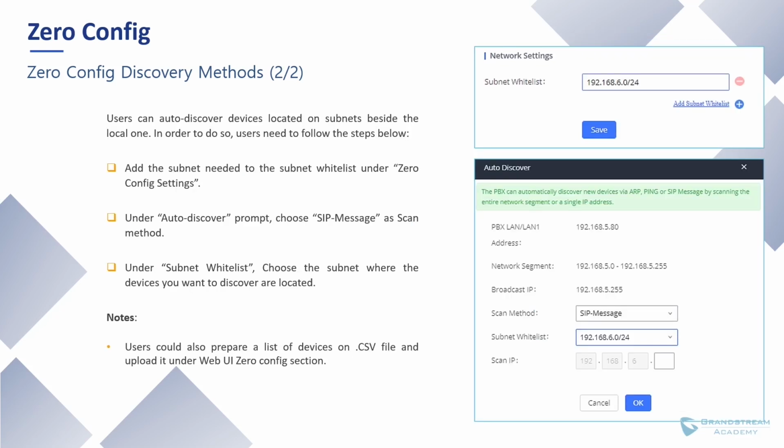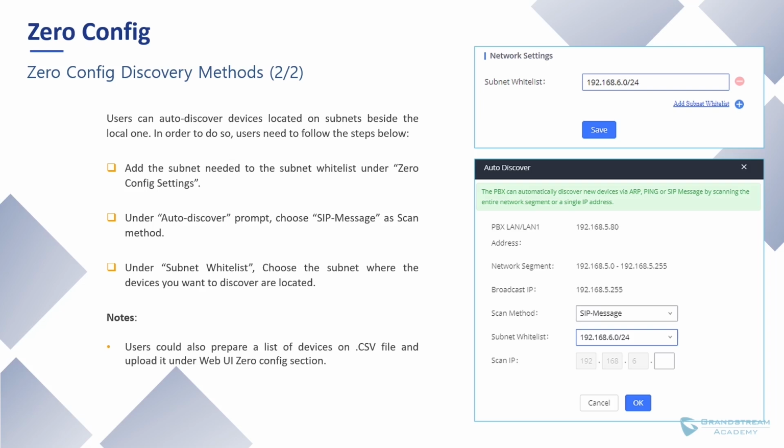Auto Discover can also search for devices located on other subnets, on condition that the other subnets are added under the subnet whitelist in the zero config settings. The method allows discovering other subnets when the discovery method chosen is SIP message.